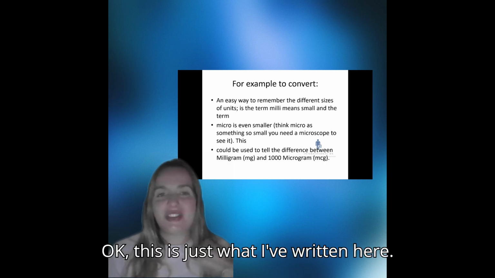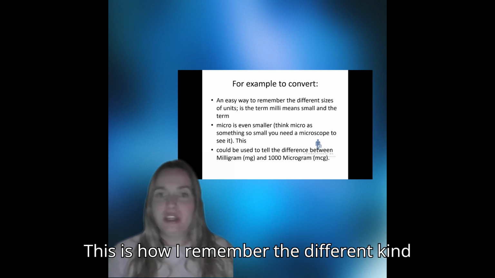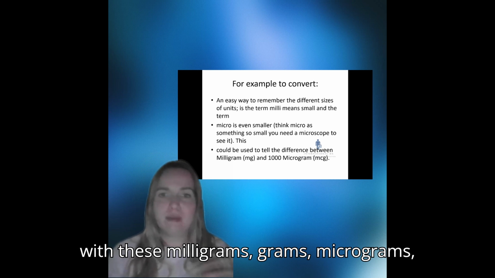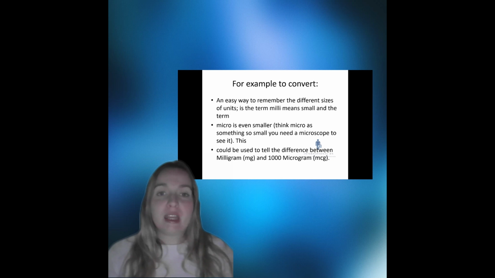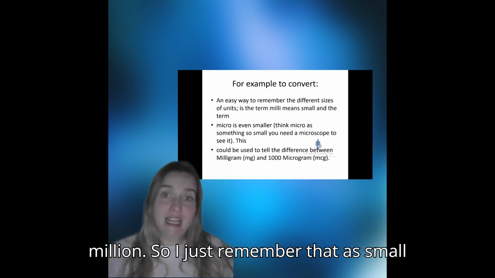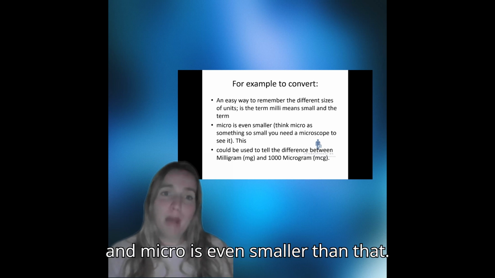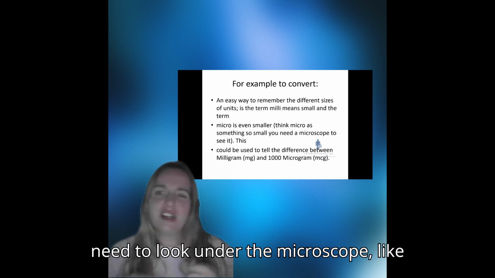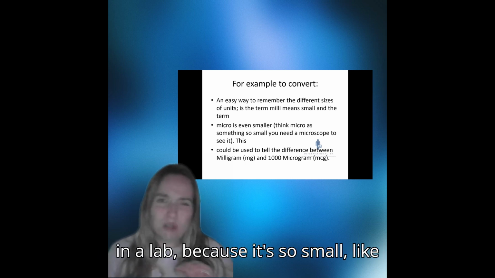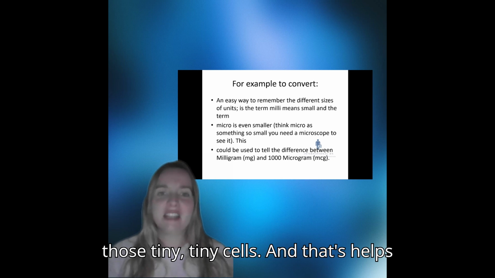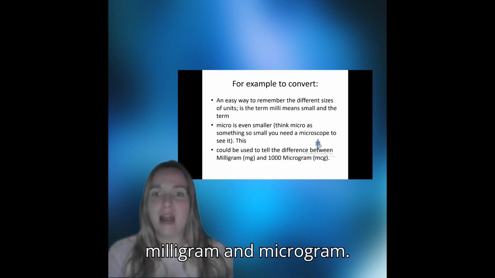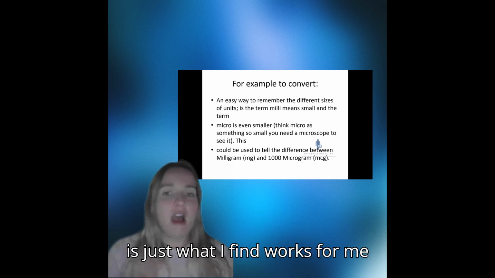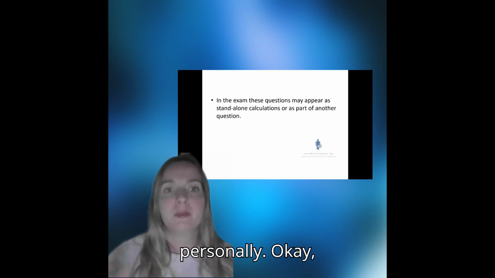Okay, this is just what I've written here. This is how I remember the different kind of sizes, because sometimes it can get confusing with these milligrams, grams, micrograms, all the rest of it. So milli actually means thousand. So I just remember that as small, and micro is even smaller than that. So I just think of that as something you need to look under the microscope, like in a lab, because it's so small, like there's tiny, tiny cells. And that helps me to remember the difference between milligram and microgram. Might be helpful for you, might not. This is just what I find works for me personally.